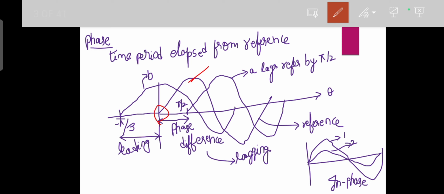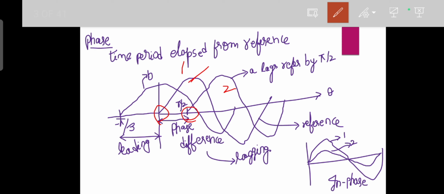Now here there is another waveform which is starting at this point. Let us assume this is 1 and this is 2. Now 2 is started after a delay of pi by 2. After a gap of pi by 2, 2 is started. So we are telling this 2 with reference to 1. Always the phase will be told with reference to another.